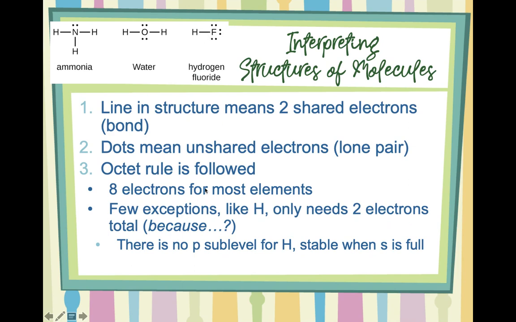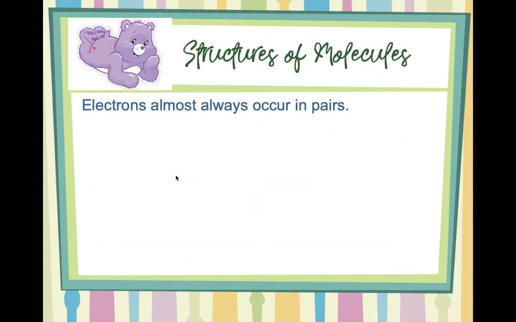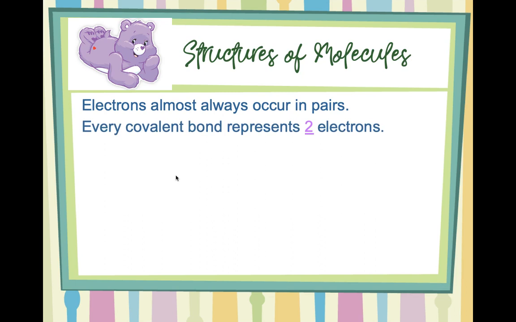So the idea here is that when you're looking at a structure, lines are bonds, dots are unshared pairs of electrons. They're there to show how the atom is sharing electrons, what it's bonded to, and what electrons are just left over on separate elements. Again, electrons almost always occur in pairs. A covalent bond represents 2 electrons. That would be known as a single bond. So a single bond is just 2 electrons.